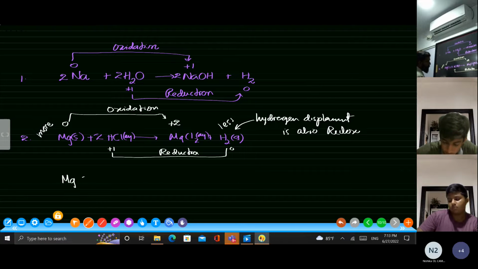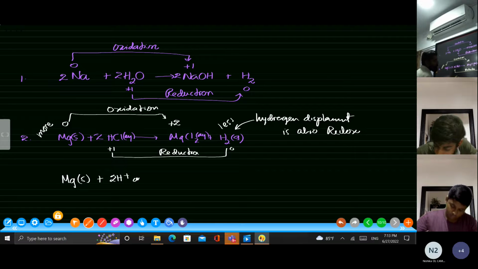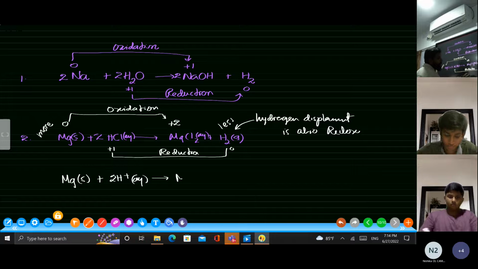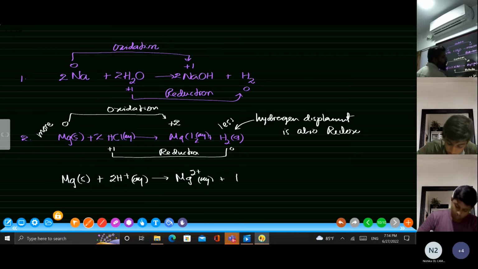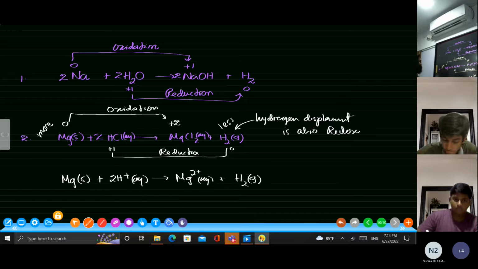the ionic equation also, what really happens here. Magnesium reacts with H plus. Your chloride ions are getting cancelled because it doesn't change the oxidation number. Here is the ionic equation for this reaction, right? Have a look at this more.